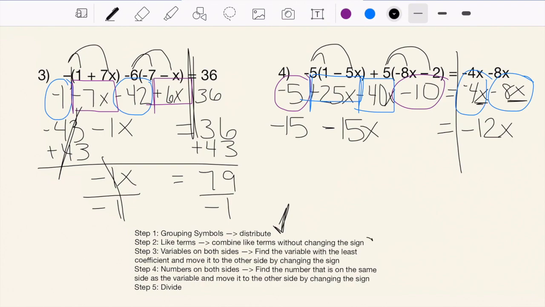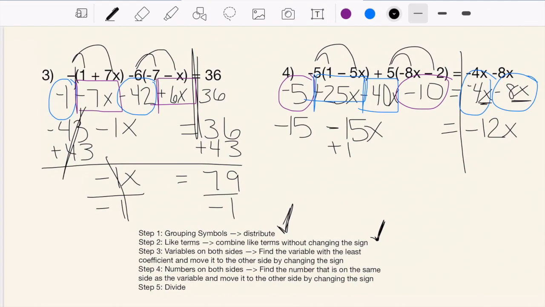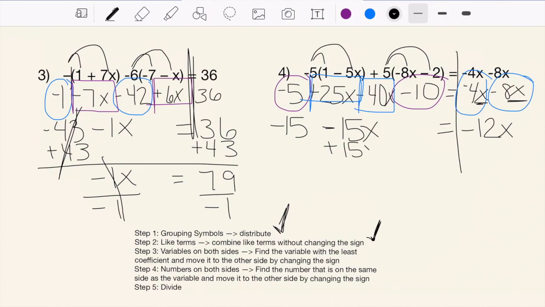So that's number 2. Number 3, variables on both sides. Well, we have x's over here and x's over here. So what I'm going to do is, since this negative 12x is completely by itself, I'm going to move this 15x over, because our ultimate goal is to get x by itself on one side of the equals. So since that one's already started to be isolated, let's move it over there. So on this side, we're left with just negative 15. And then on this side, we have 3x.